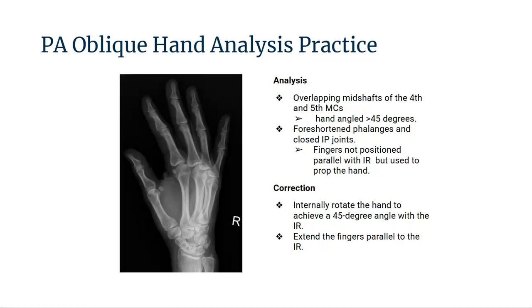To correct these issues, you want to internally rotate the hand until it forms that 45-degree angle with the IR, and you want to ensure that the fingers are fully extended and parallel to the IR to eliminate that foreshortening and allow for those joint spaces to open properly.